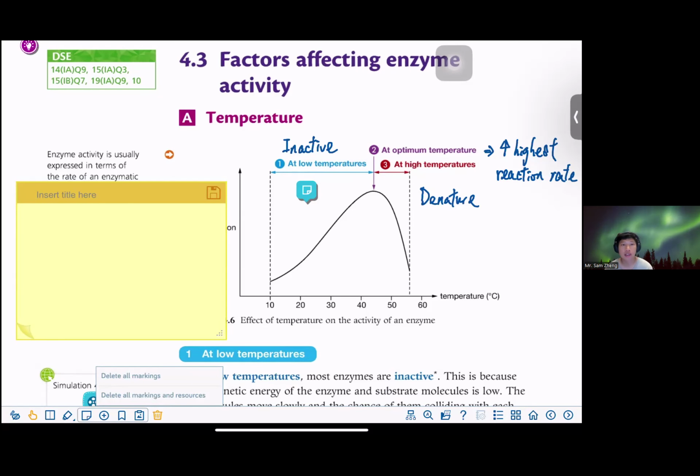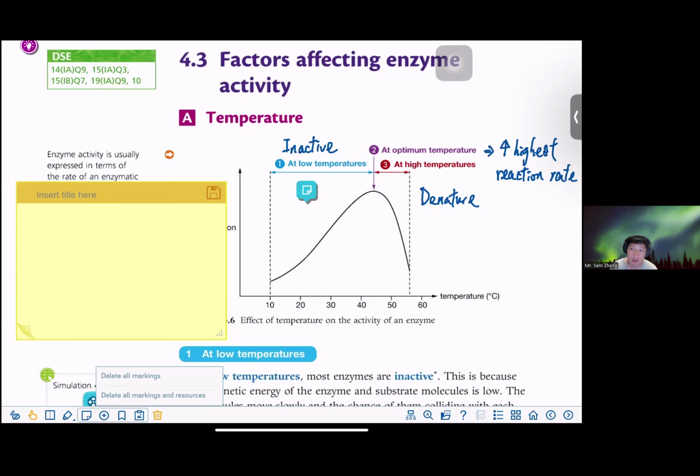Hello, everyone. So today I'm going to talk about the concept that I did not cover during the lesson, to help you better prepare for the examination. For the first thing that I want to go through with you, it will be the final factor affecting the enzyme activity.